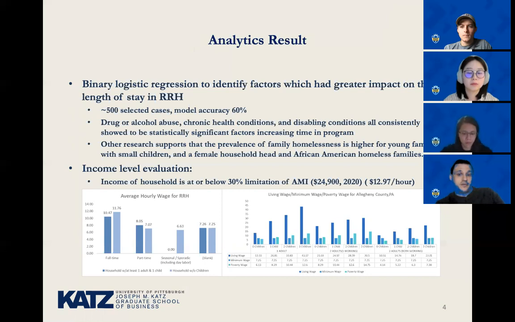Other research supports that the prevalence of family homelessness is higher for young families with small children, female heads of household, and African-American families. But what we really focused on is that some sources of income and income level were statistically significant in reducing the time in the program. One issue is that currently the income threshold is below 30% of the area's average income. For Allegheny County, that's about $24,900, or $12.97 per hour at a full-time job.